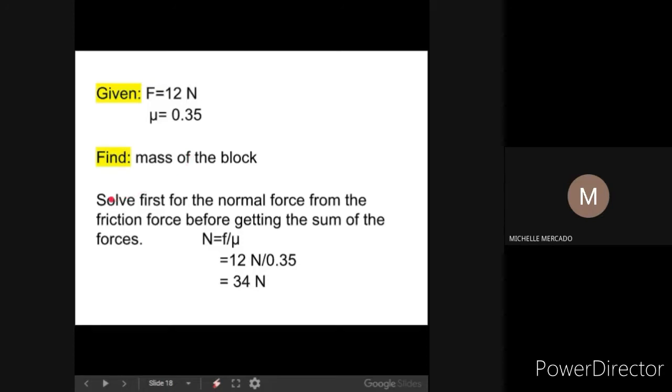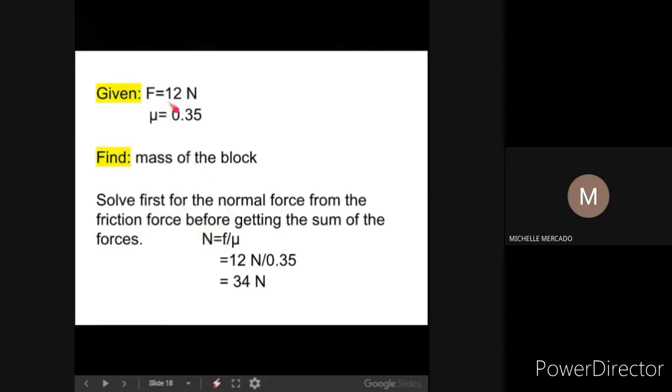Okay, in order to find the mass, again, first we're going to find the normal force from the friction force before getting the sum of the forces. So the formula that we're going to use is this one. Normal force is equals to force divided by the coefficient. Again, in order to find the mass, kailangan po natin ang tinatawag nating normal force. So first, kailangan po natin makuha yung normal force bago natin i-solve or bago natin makuha yung mass ng block or yung mass ng any object.